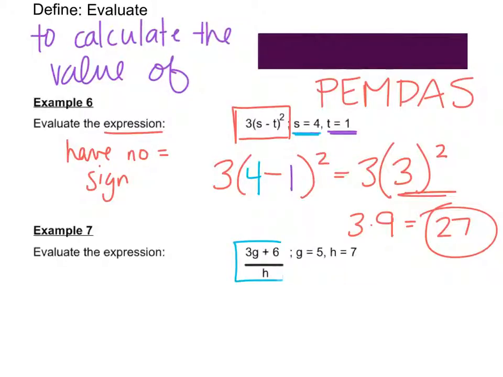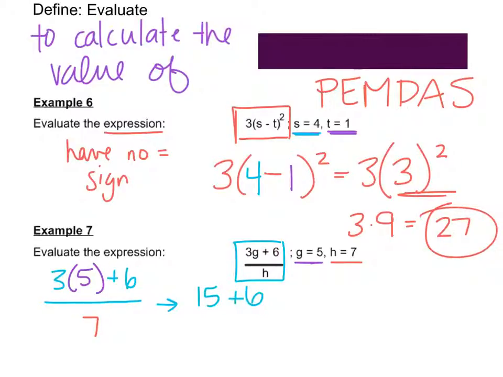Next we have our expression. We have g equals 5 and h equals 7. So we have 3 times g, which is 5, plus 6 all over h, which is 7. So that's going to give us 3 times 5, which is 15, plus 6 all over 7.